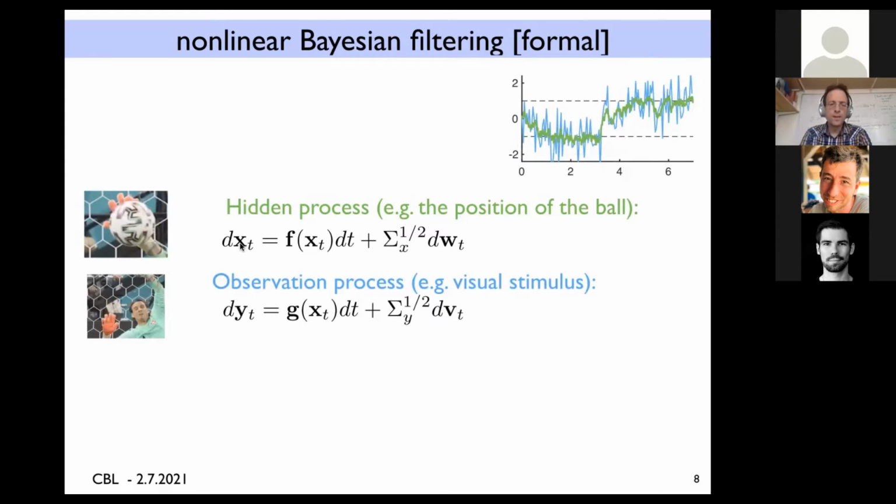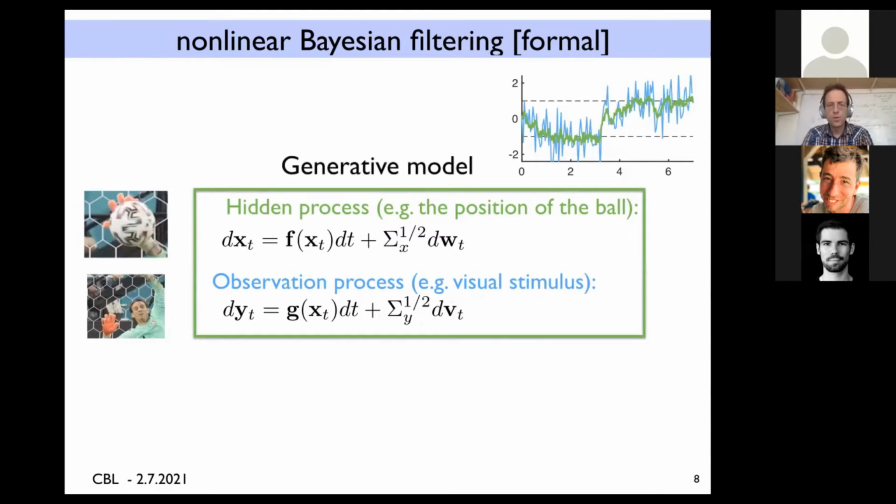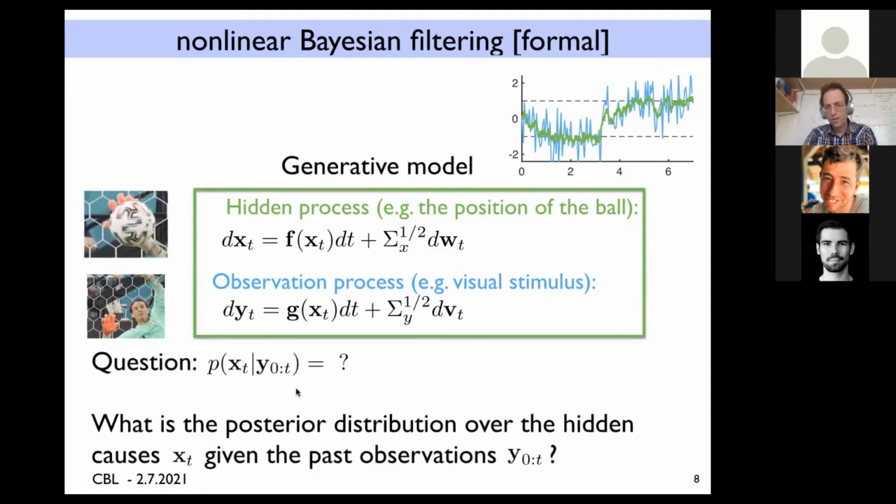Right, and if you want to estimate your latent variable, you can rely on some observations. And here, for example, for Jan Sommer, the goalkeeper, he has some visual observation, which is a function of the latent state. It's a nonlinear function g of, let's say, the position of the ball, plus some noisy part, which is also described here by a Wiener process. So W and V are Wiener processes. And here, altogether, this defines a generative model. And in the talk, there will be many generative models, and they will always be with this green box around.